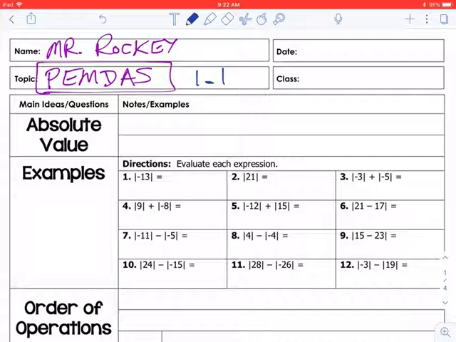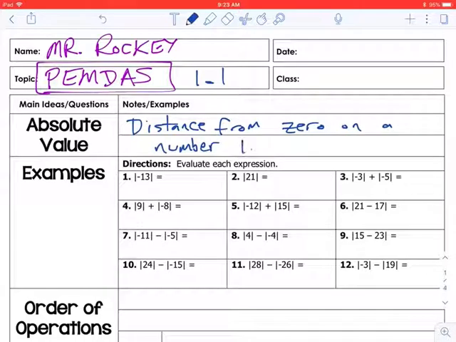All right, so we start out here with absolute value. We're not going to really talk about absolute value a whole lot, but we'll touch on it real quick. The absolute value is actually the distance from 0 on a number line. So what that means is if you have a number line, for example, here's 0, 1, 2, 1, 2, 1, 2, 3. So here's our number line.